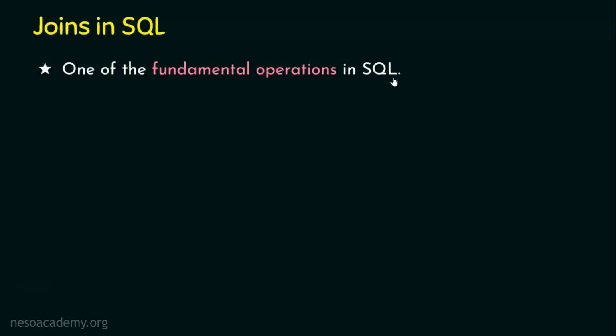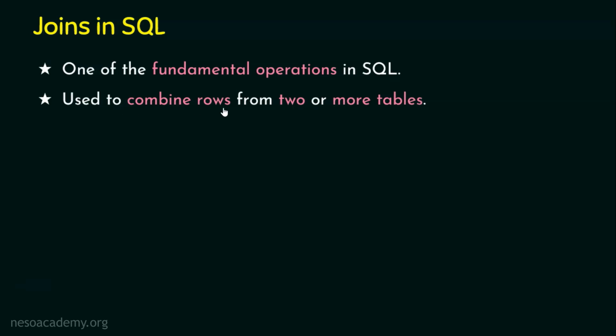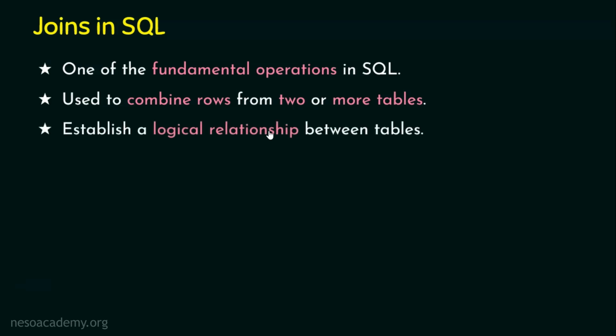So what is it going to do? It's basically going to combine the rows present in two relations. So it is used to combine rows from two or more relations or tables. What kind of relationship is this join performing? When we say join combines the result from two or more tables, obviously it is going to establish some logical relationship, isn't it? That is why join is considered to establish a logical relationship between tables.